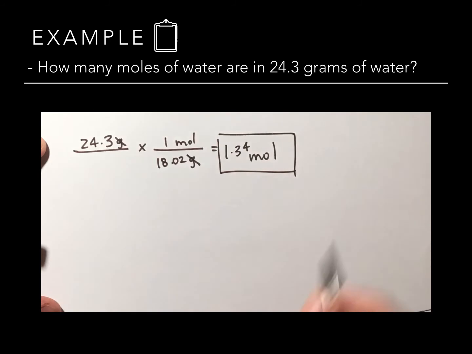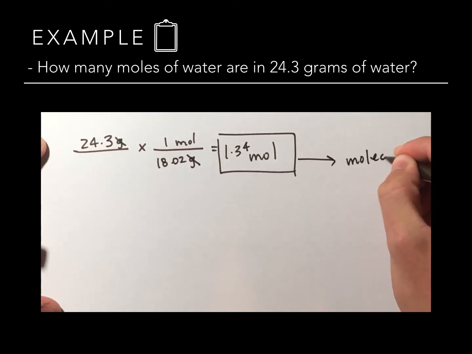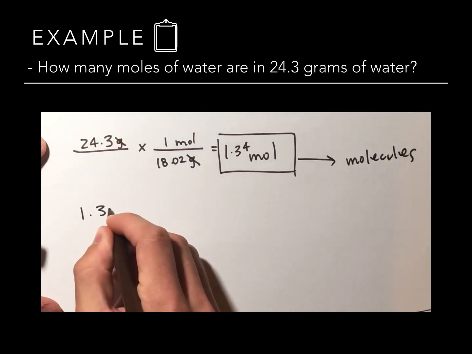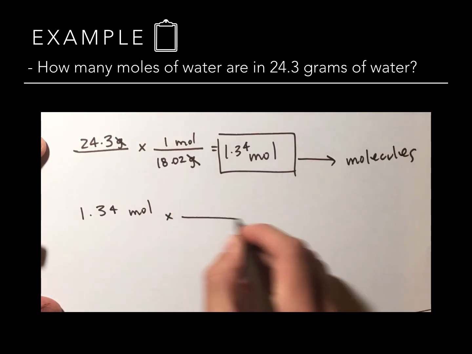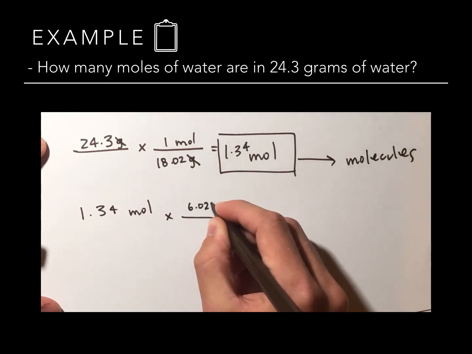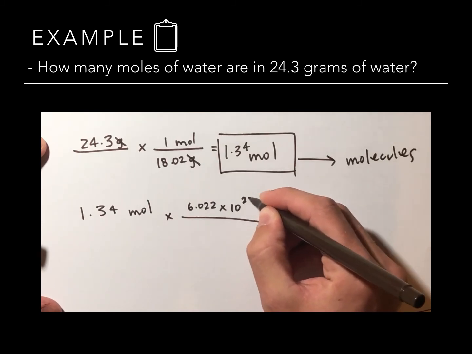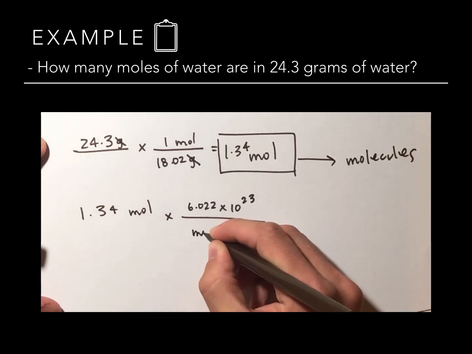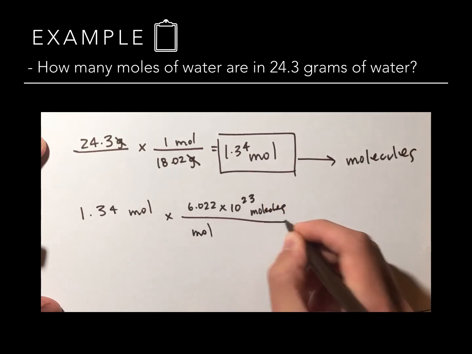To go even further, we are able to convert the amount of moles we found to particles, or in this case, molecules, since water is comprised of molecules. To do this, we must multiply the moles by Avogadro's number. So, 1.34 moles times 6.022 times 10 to the 23rd. This should give us an answer of 8.07 times 10 to the 23rd molecules, an enormous and basically intangible value.